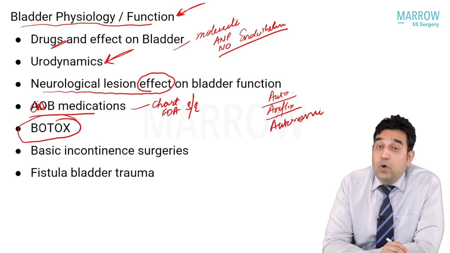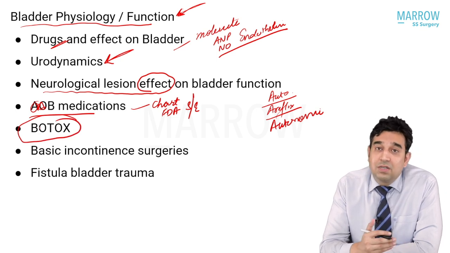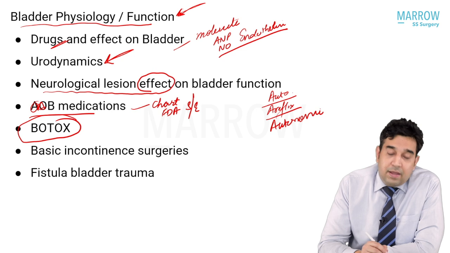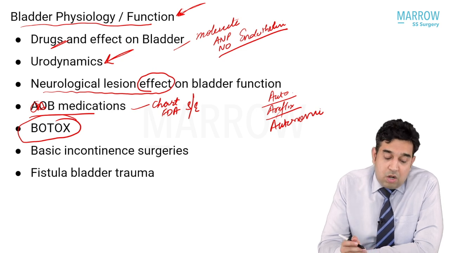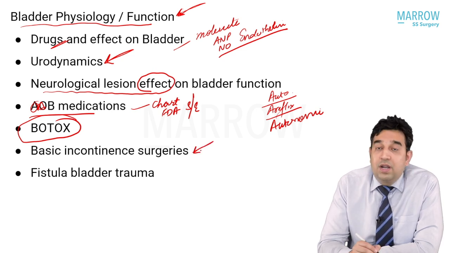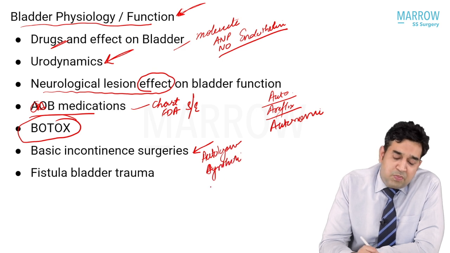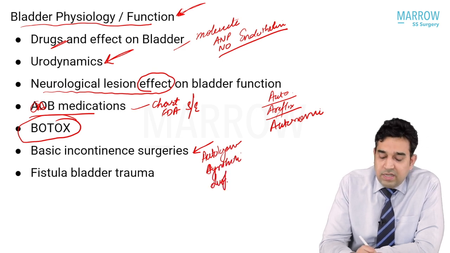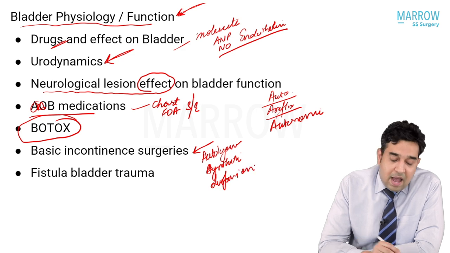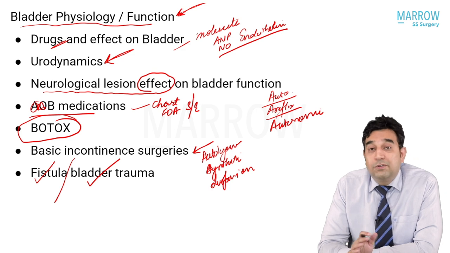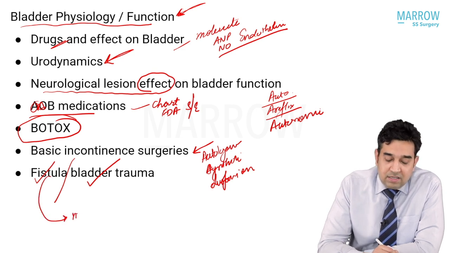We should know well about Botox, because Botox is something which is again a very hot topic and being used more and more in urology. We should know the basics of incontinence surgery, starting from the autologous to artificial or synthetic, to the suspension surgeries. And lastly, we should know about bladder trauma and the fistulas. So all the fistulas, we should know basically how to manage them.